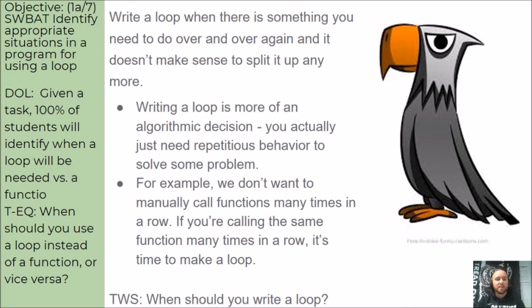Write a loop when there's something you need to do over and over again, and it doesn't make sense to split it up anymore. Writing a loop is more of an algorithmic decision. You just need a repetitious behavior to solve a problem. For example, we don't want to manually call functions many times in a row, so if you're calling the same function many times in a row, that's the time to use a loop. Think, write, share. When should you write a loop?